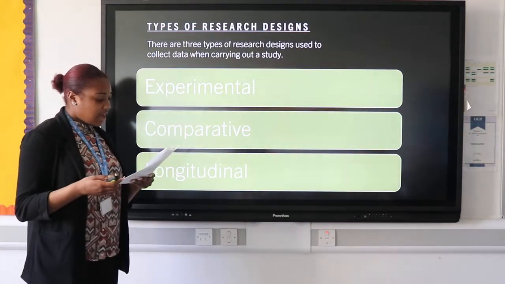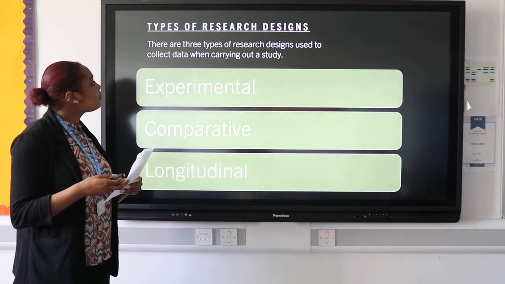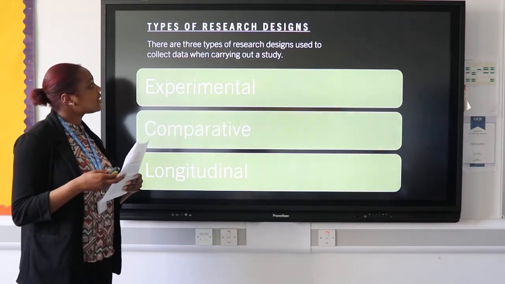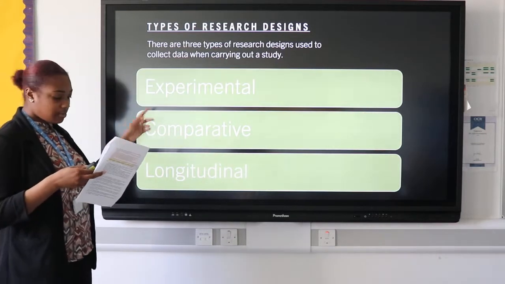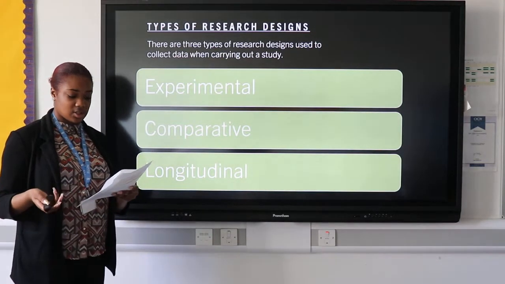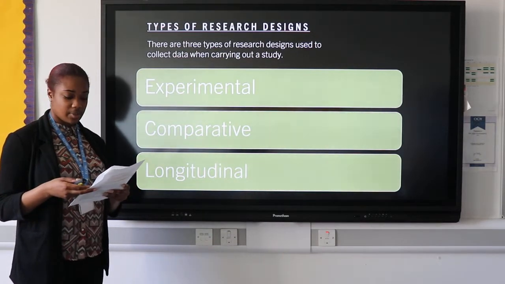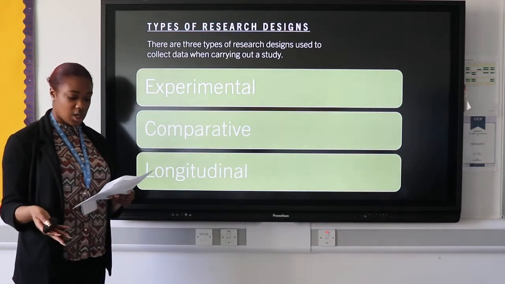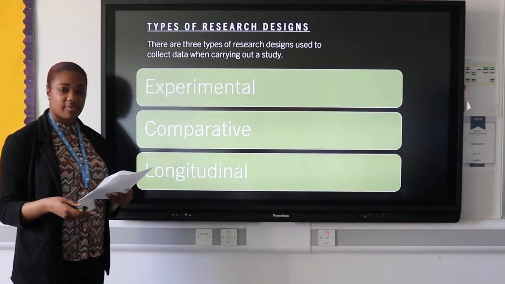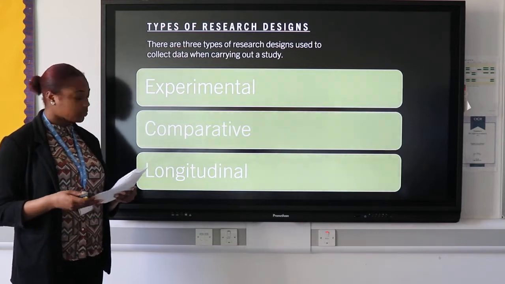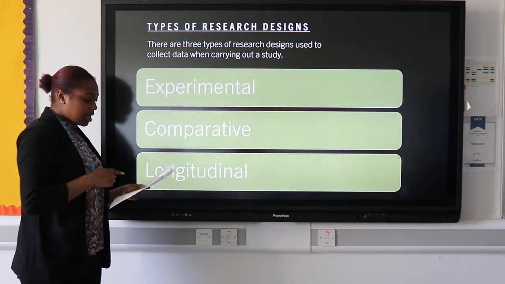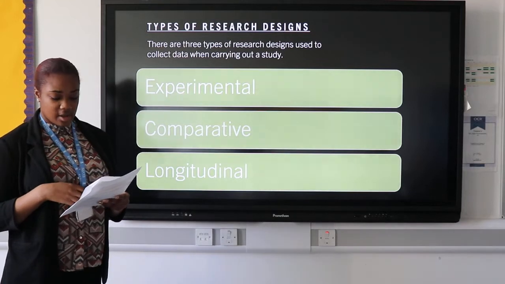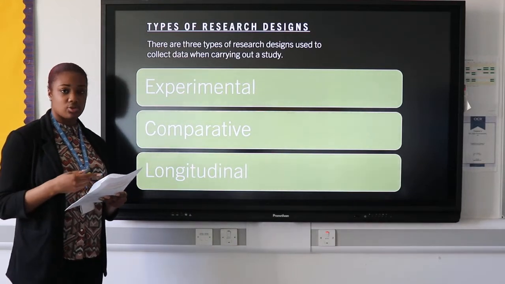Types of research designs. There are 3 types of research designs used to collect data when carrying out a study. Experimental is used to study the cause and effect of a relationship. This manipulates the independent variable, the variable that is changed, and the dependent variable, the variable that is tested or measured. Comparative is used when a researcher is looking to compare the impact of variables out of their control.